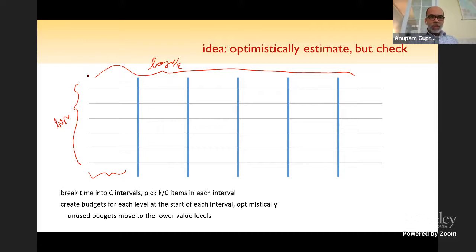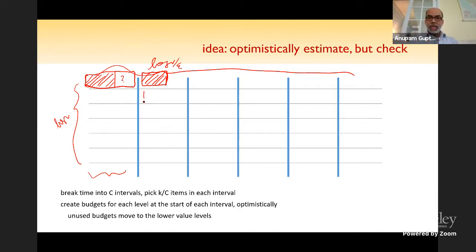So initially, I'm going to say, try to pick k over c items from this first highest value level of the first interval. Now, of course, there might not be enough items out there. So imagine that you picked only so many items. This much got wasted. So what I'll do the next time is I'll set my budget to be the same. I'll say, look, I'm going to optimistically imagine that all these guys were greens. All these guys were good. So I'm going to hope that past performance is a predictor of future success. So I'm going to set my budget to be that much. I'm going to pick that many.